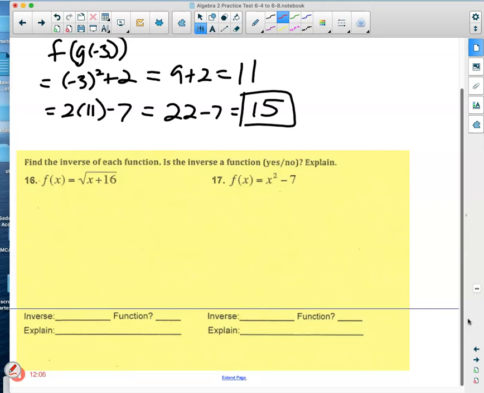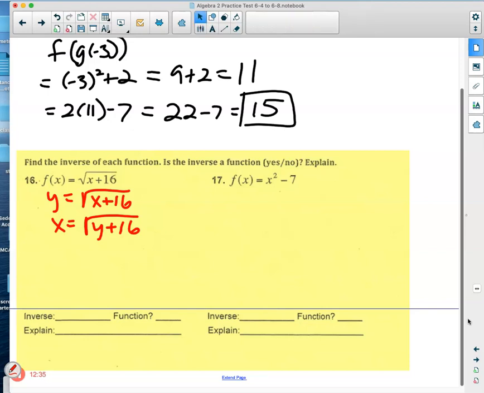We got to put a y in here. That's the f of x piece. Let's do that. But then 2 major steps to an inverse. Switch the x and the y. And the second step was? Yeah, get y by itself. Solve for y. I can't get y by itself while that square root is there. So how do you get rid of that? We're going to square both sides.